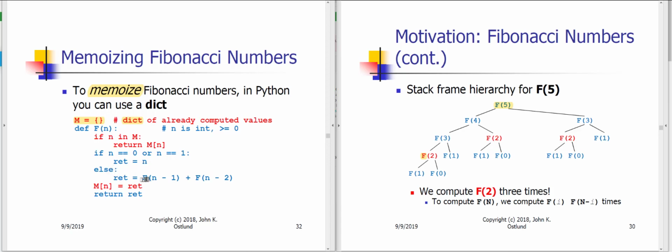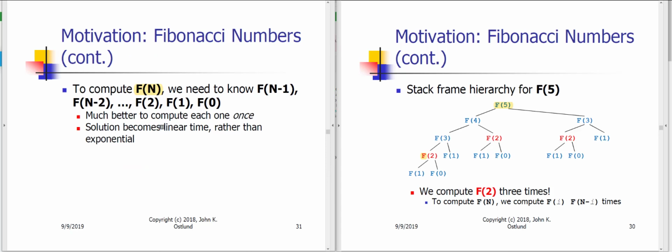Otherwise, we'll set our ret variable to f of n minus 1 plus f of n minus 2. Now, before we return the result, is where we remember this result that we have computed. So, after computing ret, but before returning ret, we add ret as the computed value associated with the key n in our dictionary. This makes a dramatic difference in speed. As is said here on slide 31, it turns the algorithm into a linear time algorithm rather than an exponential algorithm, which is what the naive recursion was.